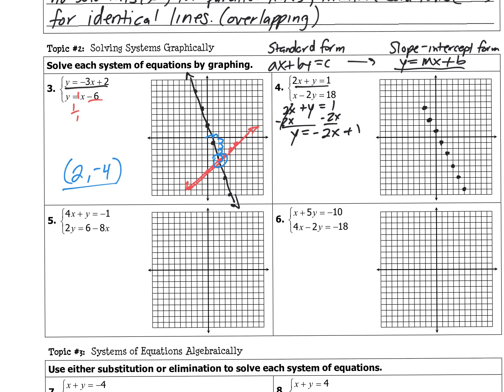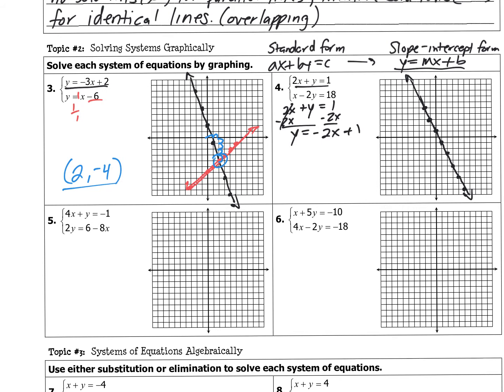Look, if you're making dots and they don't look like they're in a line, you're doing something wrong, okay? So there's my dots. Okay, arrows at the end to show that it continues in both directions forever. And now let's do the second equation.